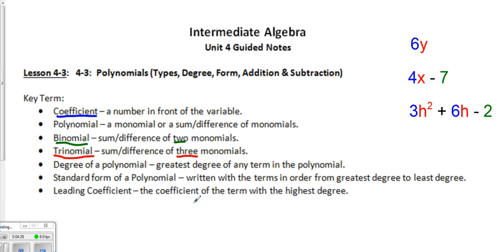And leading coefficient, it's the coefficient of the term with the highest degree. So in a case like this, there's only one term, so our leading coefficient is 6. In one like this, well, I guess there's 2 terms, but the x has the highest degree, x to the first power, so 4 is our leading coefficient. In this one, 3 is our leading coefficient, because this term has the highest degree. It's an h squared.